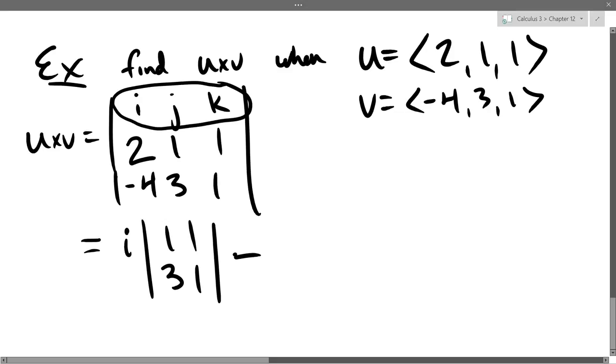Now, the slightly tricky thing to remember, it alternates signs: plus i, minus j, plus k. So I'll write a big, bold negative sign, negative j. I circled row 1 because we're going across row 1. Now we're going to eliminate column 2, the j column. So we've got 2, 1, negative 4, 3.